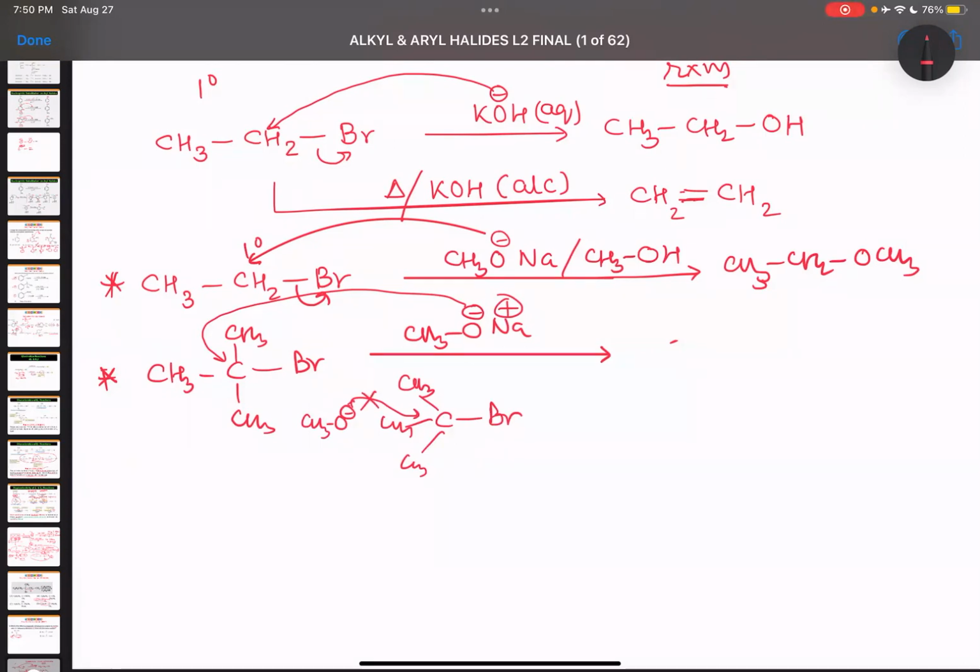So it is not going to come and attack directly on the carbon atom having the Br group. So substitution can't happen by a strong nucleophile. The strong nucleophile can't access the carbon atom because it is very bulky, it is branched, it is directly hindered.